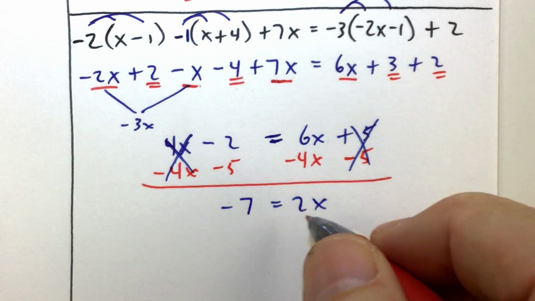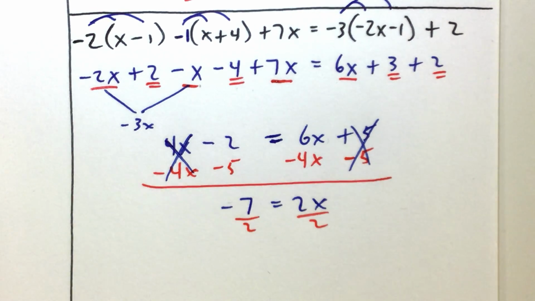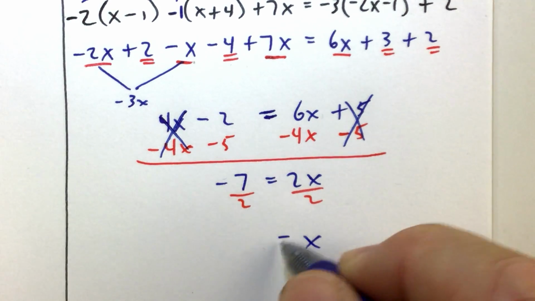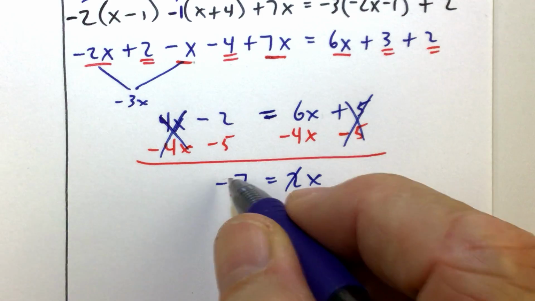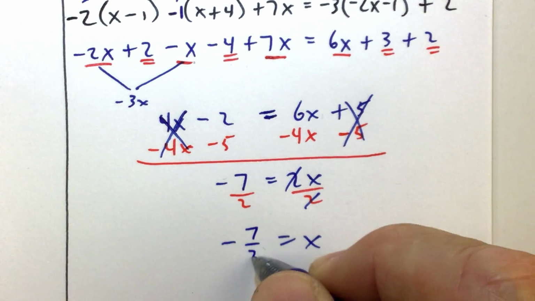And so we just have one last step. Divide both sides by 2, and we get x equals, because the 2's cancel, 2 divides evenly into itself one time, equals negative 7 over 2.